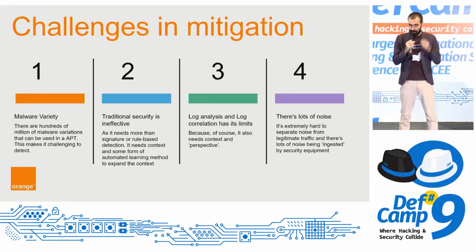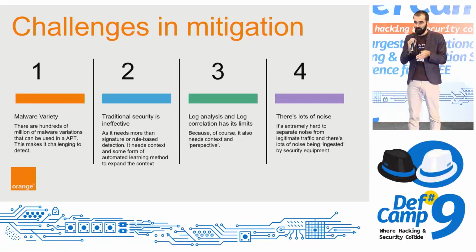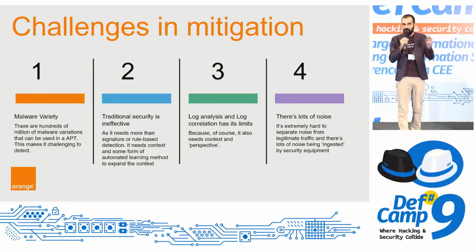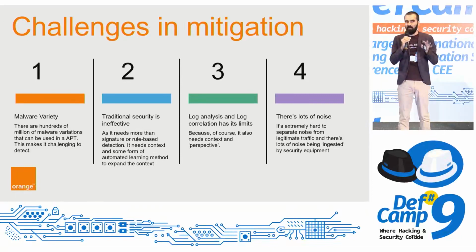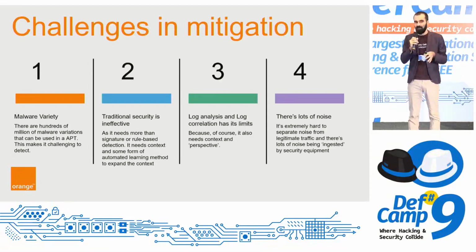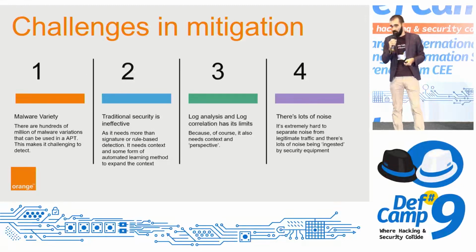And log analysis and log correlation has its limits, because if you don't provide enough context to log files or to log data, well, log data remains just that: a huge index, a huge database of events that you can browse, and maybe you can build a couple of correlations back and forth, but you don't get the big picture. You're not seeing the trail. Maybe you're just seeing the breadcrumbs. And there's, of course, a lot of noise. It's extremely hard to separate legitimate traffic from bad traffic in our complex, large networks nowadays.